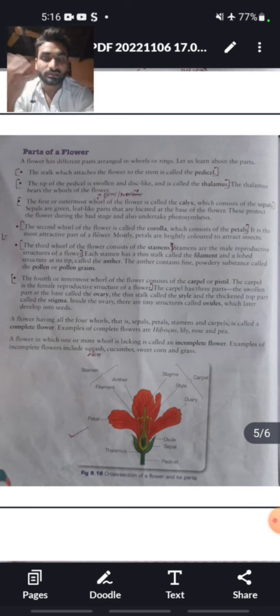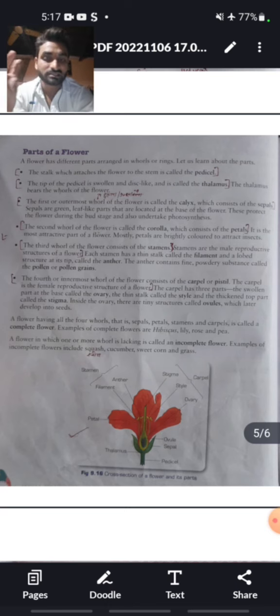Okay, now next, the lobed structure at the tip of the filament is called the anther. Now we discuss the female reproductive part of a flower. The fourth and innermost whorl of the flower consists of a carpel or a pistil. The carpel is the female reproductive part of a flower, है ना. Also the carpel is divided into three parts. The first part is the ovary. The swollen part at the base is called the ovary.